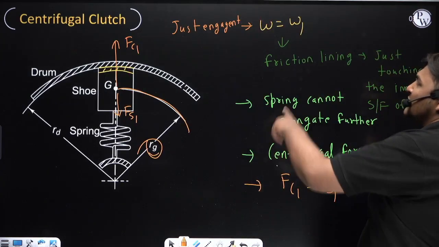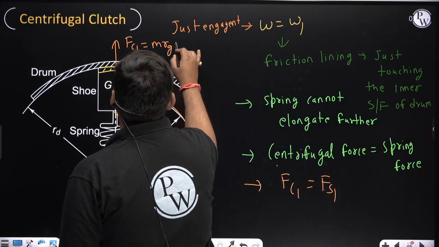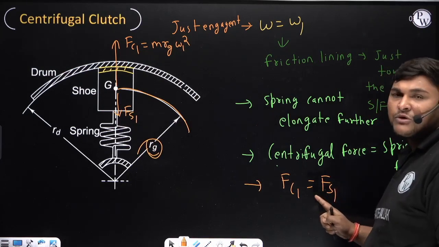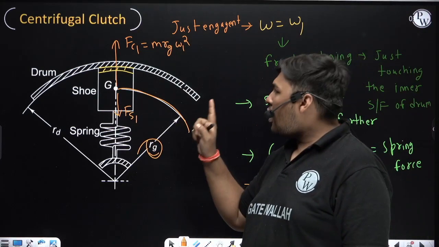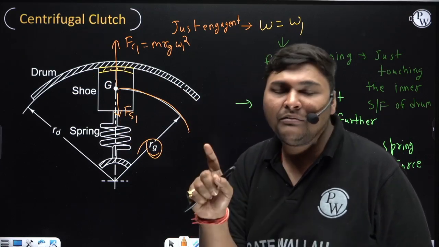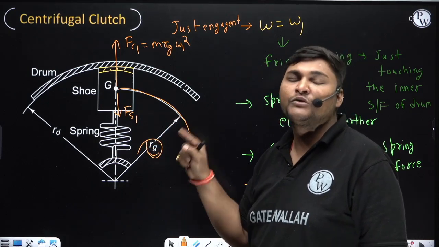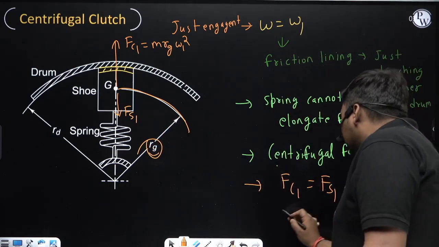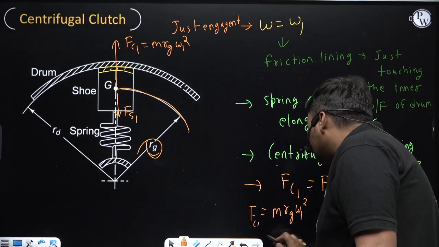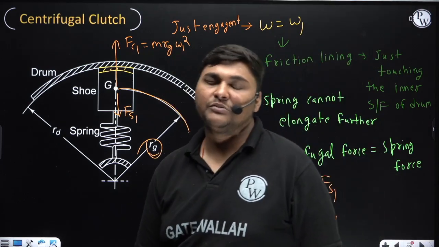And right now the speed is omega 1, which is just engaged speed. So the expression of centrifugal force will be m rg omega 1 square, and it is getting balanced by the spring force. Why is it getting balanced? Because at this position, although the friction lining has touched the drum, it has just touched the drum, means till this position also the spring has elongated freely. And if a spring has elongated freely, the spring force will get balanced by centrifugal force. So this FC1 is m rg omega 1 square, which is the centrifugal force of just engaged position, which is getting balanced by this. And spring force FS1 is the spring force at just engaged position.